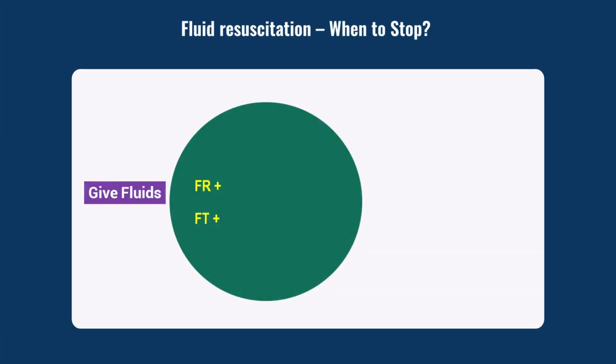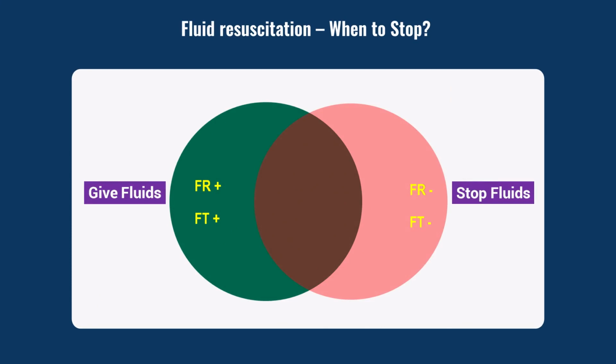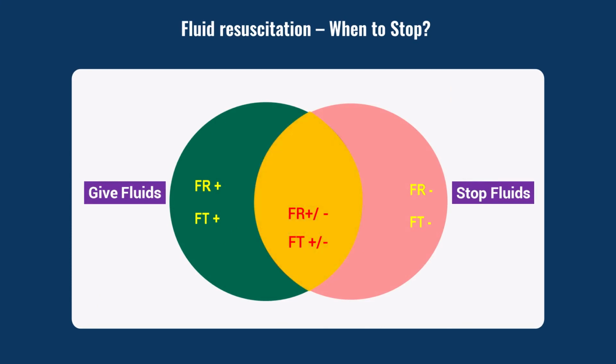In essence, if somebody is fluid responsive and fluid tolerant, by all means try a fluid bolus. If somebody is fluid unresponsive or fluid intolerant, stop the fluids. If they are in the gray zone, you need to assess the risk-benefit ratio very carefully to see whether giving fluids is going to hurt the patient more or help the patient more, and then make an individual decision for that particular time and go back to reassessing the patient all over again if the shock persists.